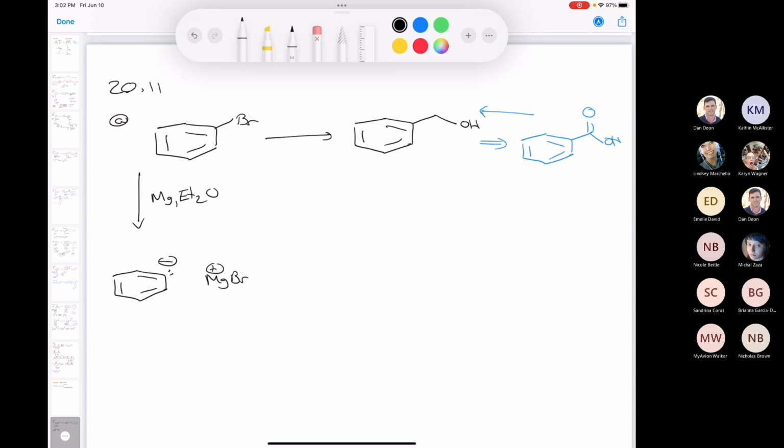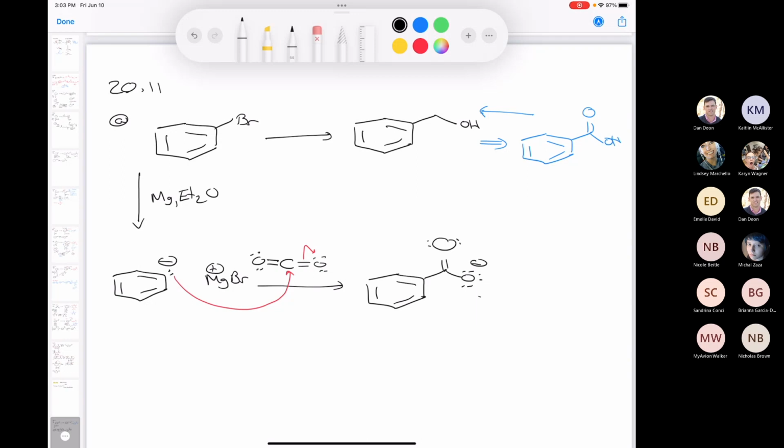And what you're going to do is treat that with CO2. Instead of writing CO2, we're going to write out the whole Lewis structure, comme ça, as we say in French. And now the negative charge on our carbon is going to act as a nucleophile. The CO2 is an electrophile, and that's going to give us the carboxylate, right? We end up with a negative charge on our oxygen, like that.